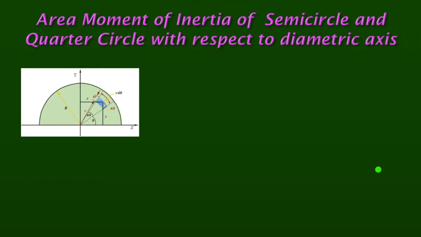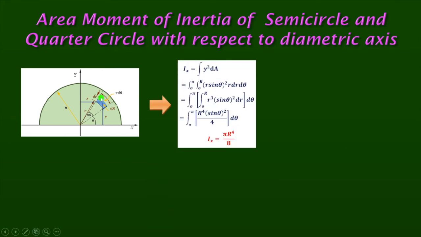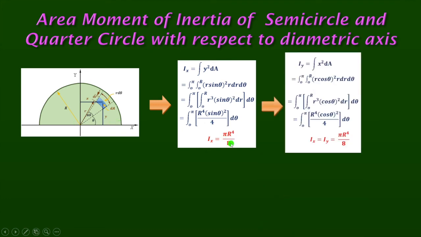Now, if the area is a semicircle, similar approach, and the x-axis is passing through the diameter, and the other is the y-axis. Then by a similar method, but the only change is here: the limit of theta is not 2 pi, but it is pi, and the rest is the same. Then simplifying, we are getting pi r to the power 4 by 8. And similarly, Iy is also pi r to the power 4 by 8.